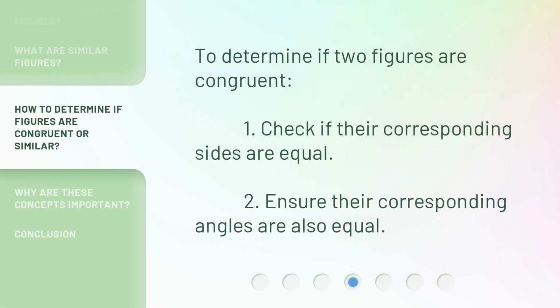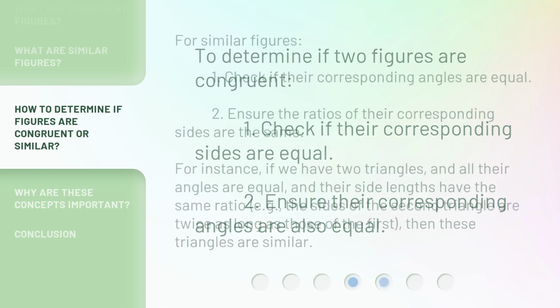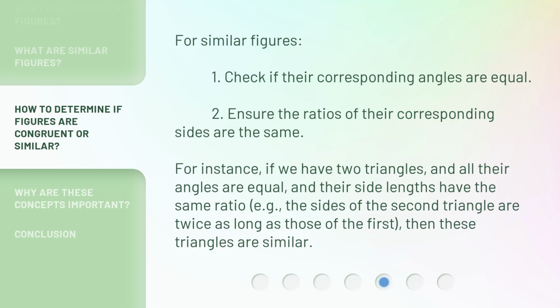To determine if two figures are congruent: 1. Check if their corresponding sides are equal. 2. Ensure their corresponding angles are also equal. For similar figures: 1. Check if their corresponding angles are equal. 2. Ensure the ratios of their corresponding sides are the same. For instance, if we have two triangles, and all their angles are equal, and their side lengths have the same ratio, e.g., the sides of the second triangle are twice as long as those of the first, then these triangles are similar.